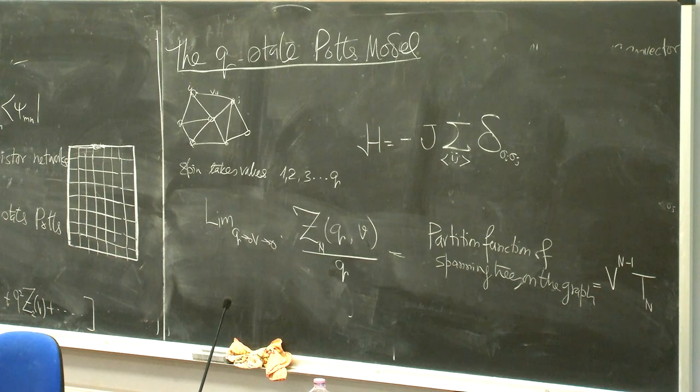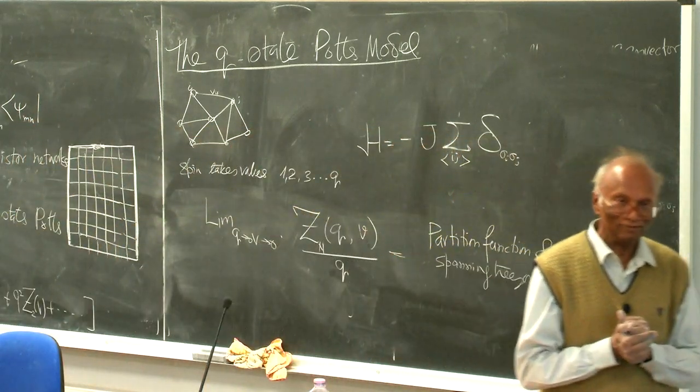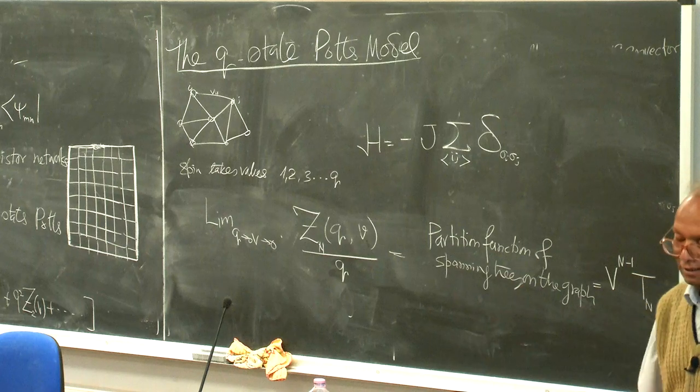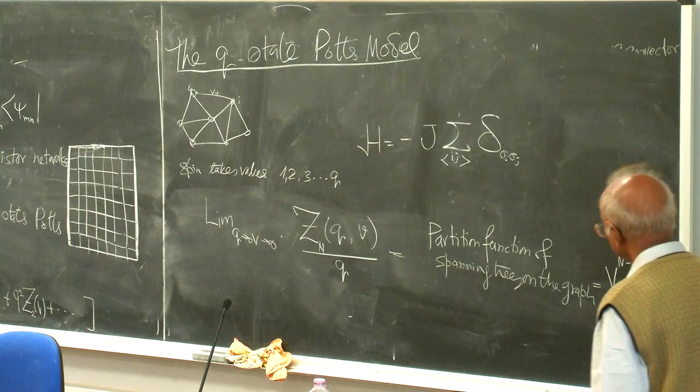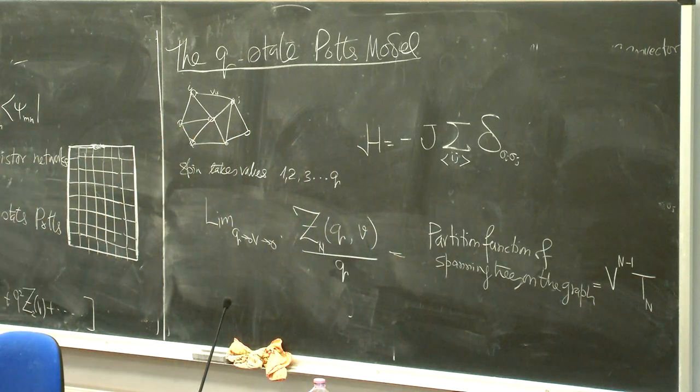T_n is an integer. So if I want to calculate T_n, that was my quantity of interest because that was equal to my number of recurrent configurations, I should calculate the partition function for the Potts model for q, let q go to 0 and take some limit, and that is the answer.